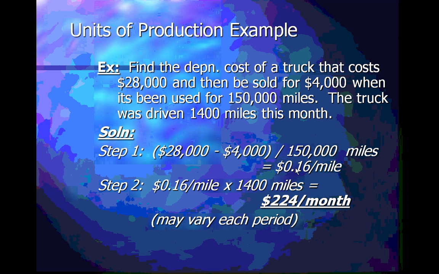And I would not round this number. I would keep any other digits in your calculator here for this. If it said 0.16444 or 0.16666, leave those in your calculator. Okay, now I take the 0.16 per mile, 16 cents a mile, multiply by the number of miles I used it this month. This times this gives me $224 per month. And so if we use it more next month, the depreciation cost goes up. If you don't use it at all, depreciation cost is 0. So it's very flexible, this method, and it makes sense in a lot of cases, although it's not quite as common as straight line.